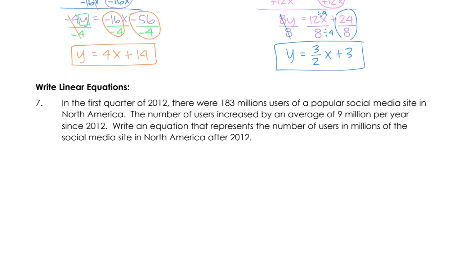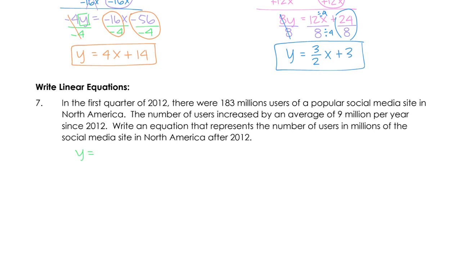Last problem for the front side here, we have number 7, write linear equations. In the first quarter of 2012, there were 183 million users of a popular social media site in North America. There's a typo there, sorry. The number of users increased by an average of 9 million per year since 2012. Write an equation that represents the number of users in millions of the social media site in North America after 2012. So we are writing an equation in slope-intercept form.